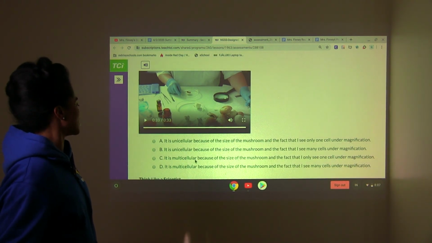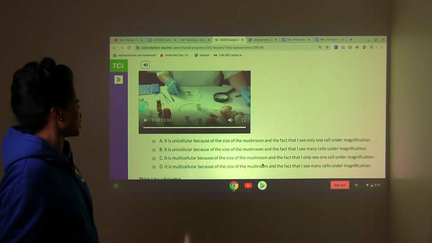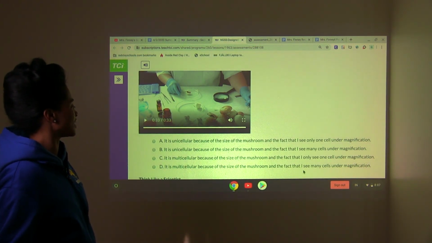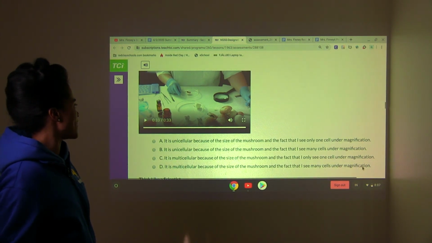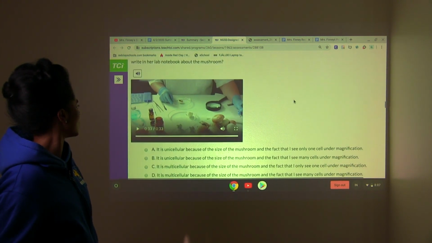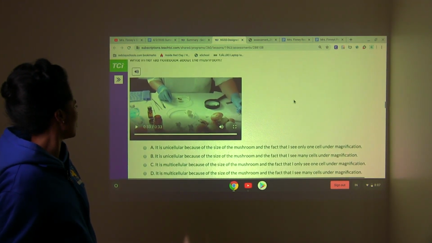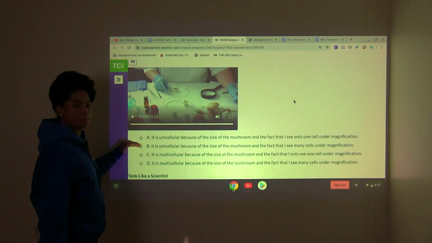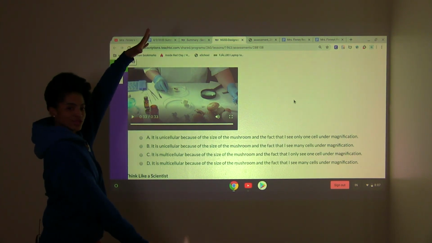C, it is multicellular because of the size of the mushroom and the fact that I only see one cell under magnification. Or D, it is multicellular because of the size of the mushroom and the fact that I see many cells under magnification. Make your selection. What's a note that the scientist can write in her lab notebook about the mushroom? A, B, C, or D? Your choice.